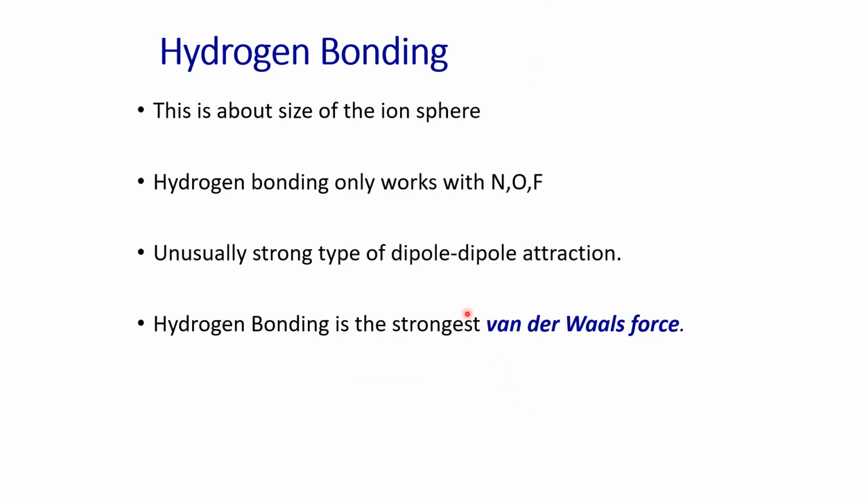If you think back to ionic radius, this should have been one of the periodic trends that y'all talked about in Gen Chem 1. It's about the size of the ion sphere. And hydrogen bonding only works for nitrogen, oxygen, and fluorine because those ions are so small and there's so much charge concentration on the surface of those ions that it leads to an unusually strong type of dipole interaction, and we call it hydrogen bonding.